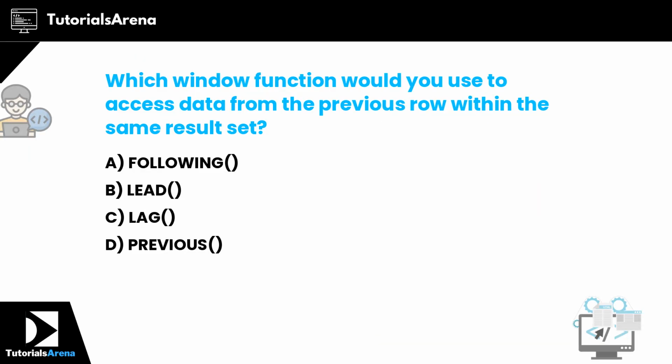Which window function would you use to access data from the previous row within the same result set? The correct answer is option C, LAG.